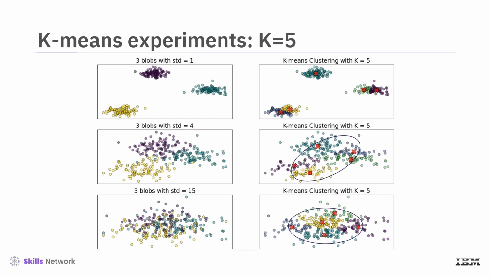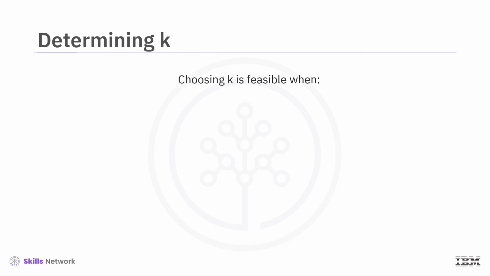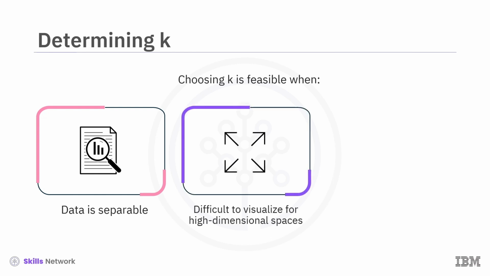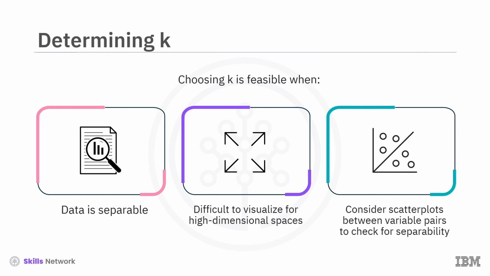How do you find the best value for k when you don't know much about your data? Choosing k is difficult for complex data. When the data is separable, choosing the suitable k is feasible. How do you know whether the data is separable? While obvious in 2 or 3 dimensions, you can't visualize the patterns easily for higher dimensional feature spaces. You can gain some insight by considering scatter plots between pairs of your variables to see whether any of these demonstrate separability.